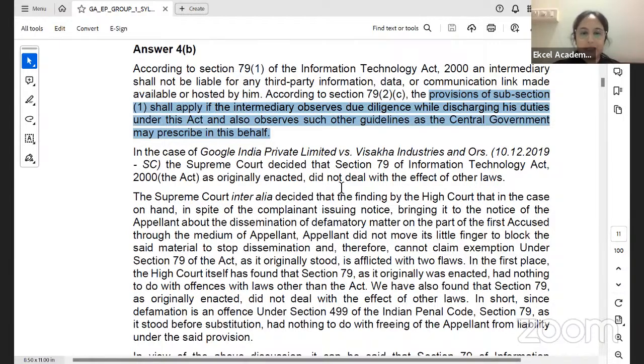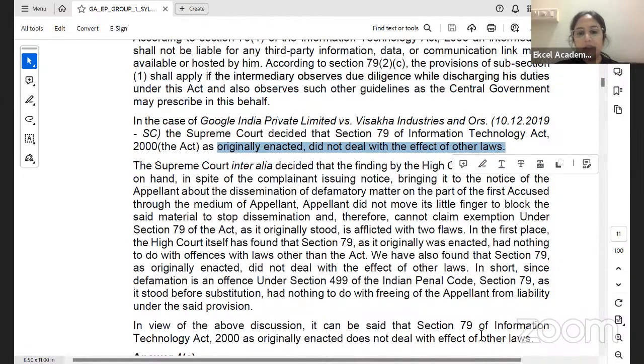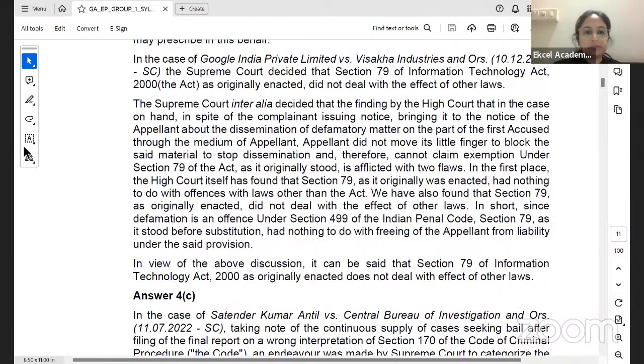Now if you take up this case, Google India Private Limited versus Vishaka Industries, what the Supreme Court has told is that it is originally enacted and it did not deal with any effect of other laws. So this much you have to write. This much you can easily write. Correct? See, if you write only these two paragraphs, you get half of the marks. Next, we will go to this.